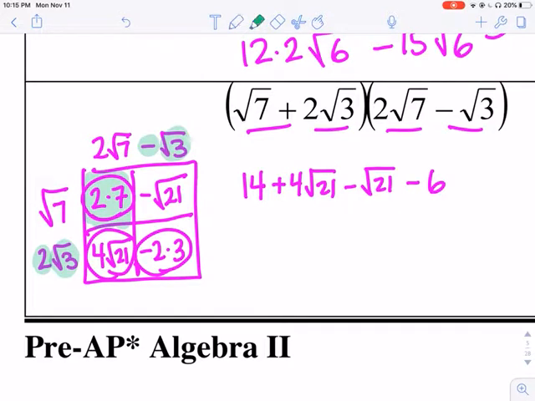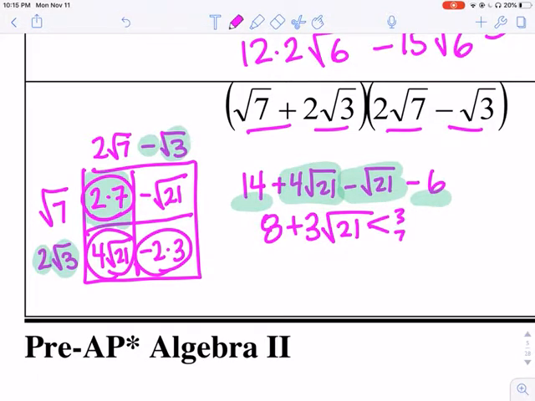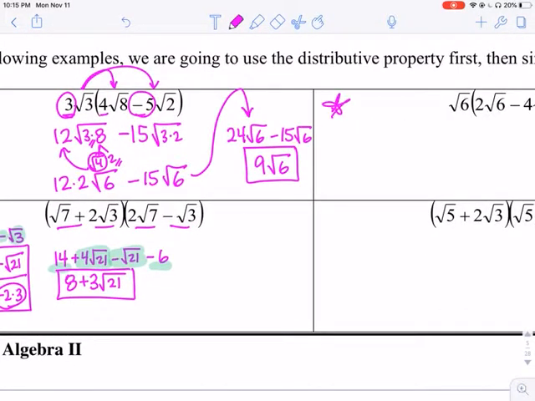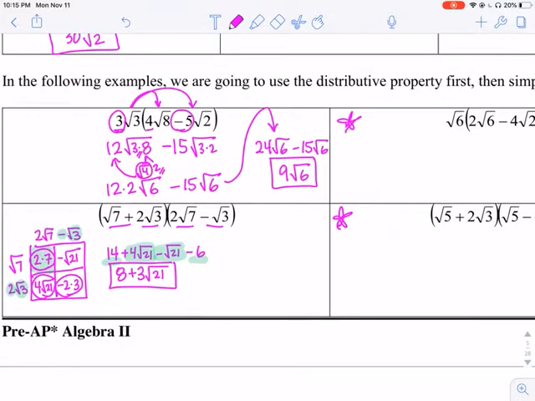So in this case, I have like terms here. I see 4 square root 21 and 1 square root 21, or negative 1. So that would make 3 square root of 21. And then I have 14 and negative 6, which would be 8. So put that 8 in front there. You can double check 3 and 7. Those don't have anything in common that can be taken out. So I would just have square root of 21. That would be my answer for this one. Go ahead and try these two examples on your own and double check with your partners. Go ahead and pause the video for a second.